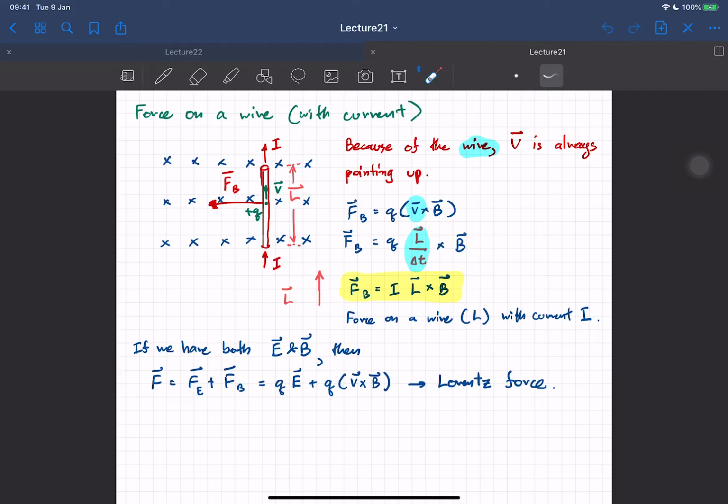So the force will be a little bit simpler because it's just going to the left like this. So it's going to pull the whole wire to the left. Okay, so you use this formula here. And now we're going to start talking about this topic of combining electric and magnetic field. So that's going to be our lecture for today. So let me switch to lecture 22.